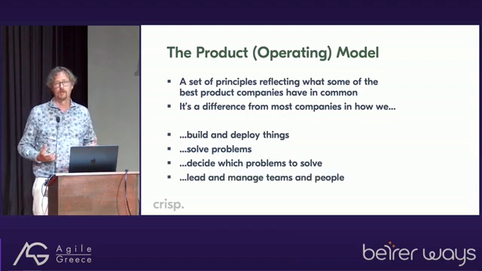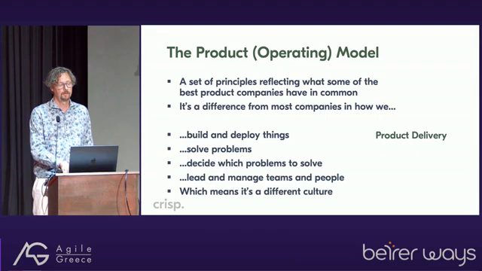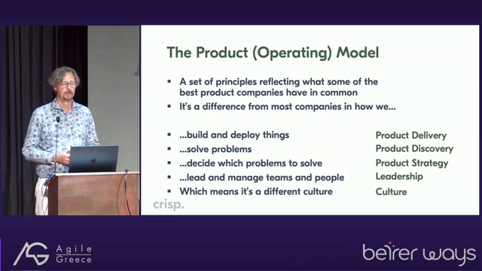And this is also a change in how we lead and manage teams and people. That's different from this pyramid that we saw earlier. And that also means a different culture. So sometimes we refer to these as a difference in product delivery, discovery, strategy, leadership, and culture.